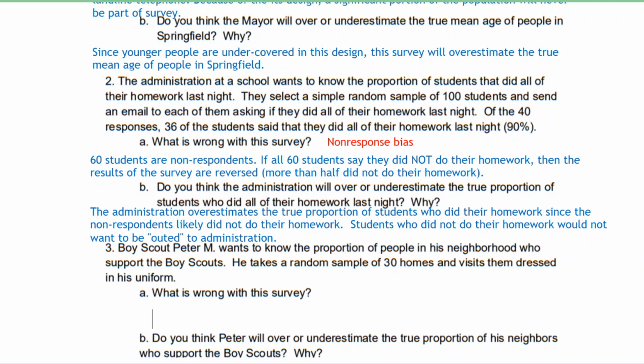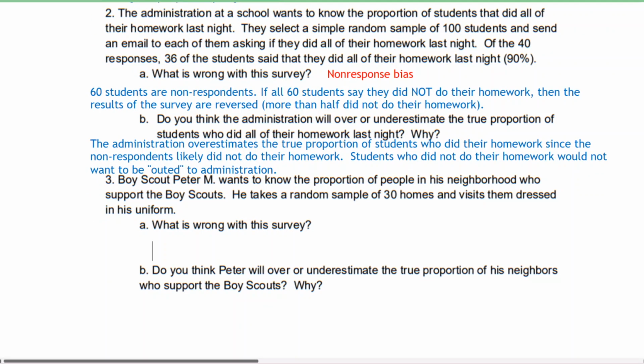Moving on to this Boy Scout problem with Peter M. Peter M. wants to know the proportion of people in his neighborhood who support the Boy Scouts. So he's going to take a random sample of 30 homes and he's going to visit them and he's going to wear his uniform. Well, why not? I mean, he is doing a Boy Scout survey and he wants to identify as a Boy Scout.